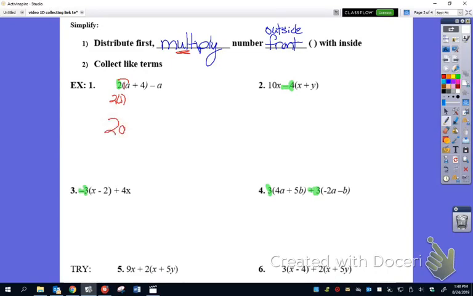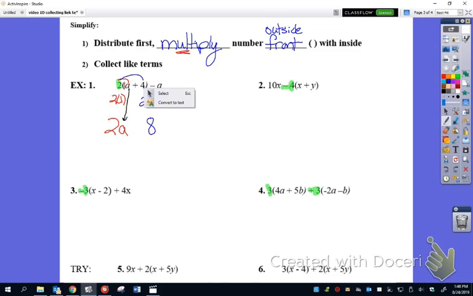And then I have to bring down that A. Okay. So the A comes straight down. You have to remember that A. Then I also have 2 parentheses 4. 2 parentheses 4 is 8. It does not have a variable.